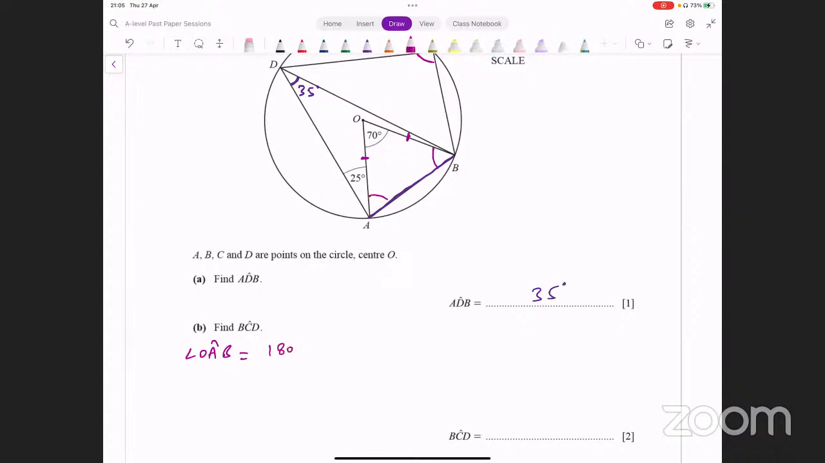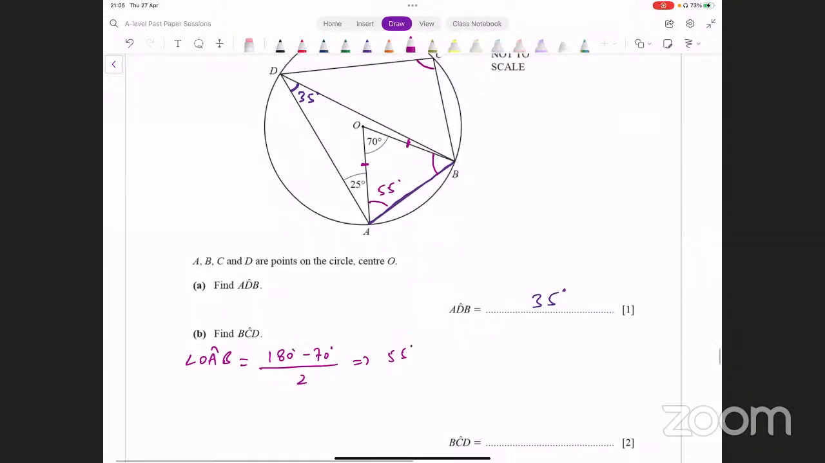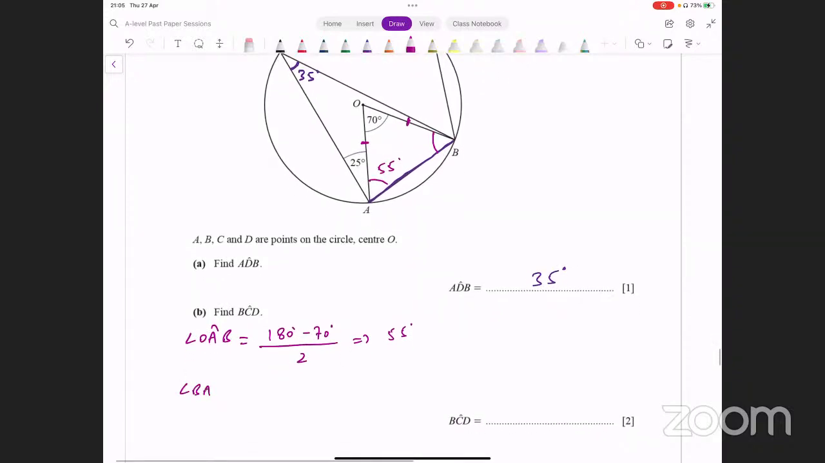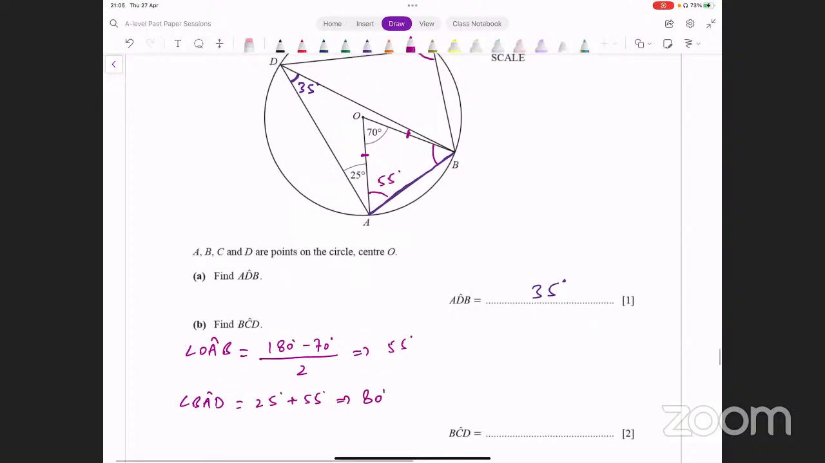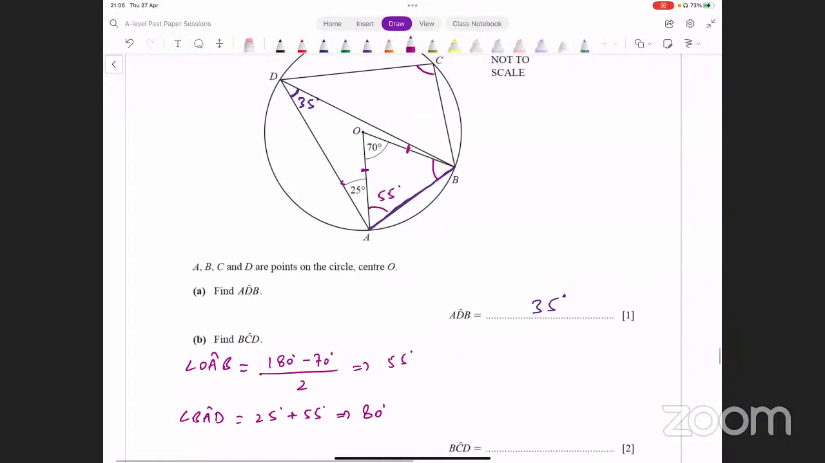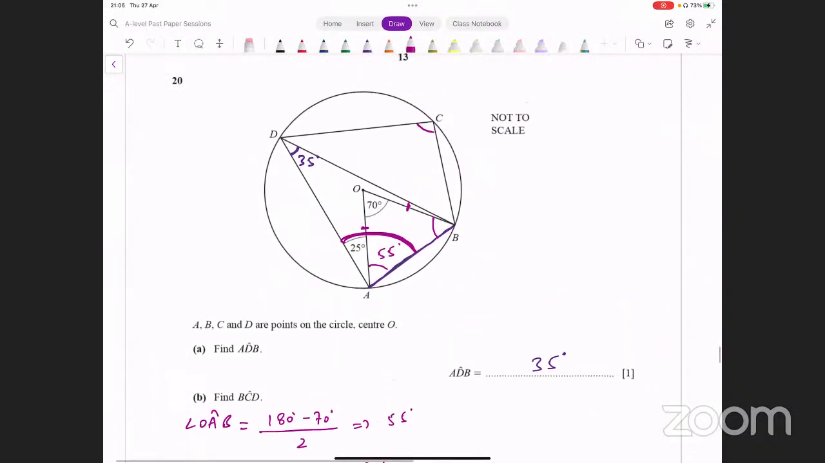180 minus 70. The remaining two angles are equal, so we divide by 2, and that gives you 110 over 2, that is 55 degrees. This angle here is 55 degrees, and that means this total angle BAD is 25 plus 55, and that gives us 80 degrees. Okay, angle BAD is 80 degrees, the whole angle is 80 degrees. Now in a cyclic quadrilateral, the opposite angle will be 180 minus this.